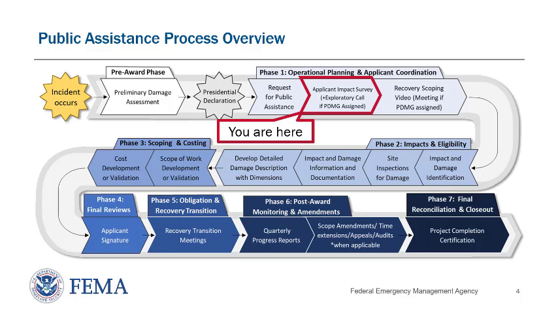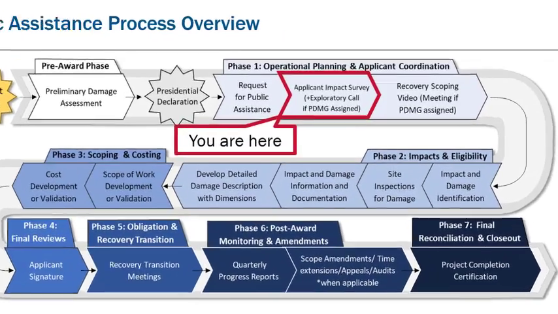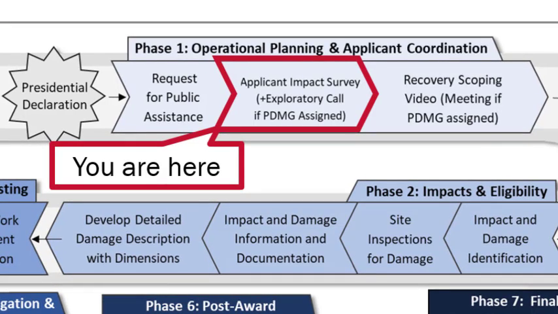Since then, however, the use of this survey has expanded to include applicants for all FEMA disasters, regardless of whether a Program Delivery Manager is assigned. Where that puts us today is basically that if an applicant does not have an assigned Program Delivery Manager, they complete the Applicant Impact Survey in Grants portal and then watch a recovery scoping video. If an applicant does have an assigned Program Delivery Manager, the exploratory call is still conducted.